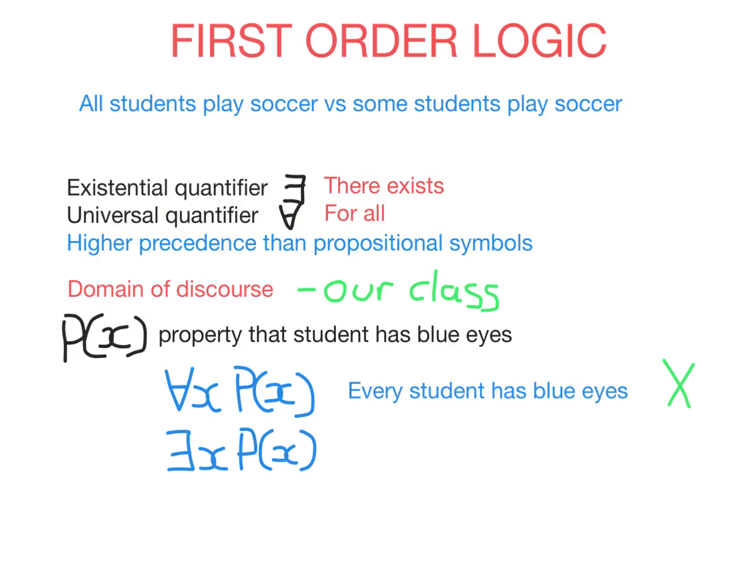On the other hand, the statement "there exists x, P(x)" means there is at least one x that has this property. In the context of our example, this means that at least one student has blue eyes. So this statement is true because we can find at least one student, and we only need one such student that has blue eyes. All right, let's look at a more complex example.